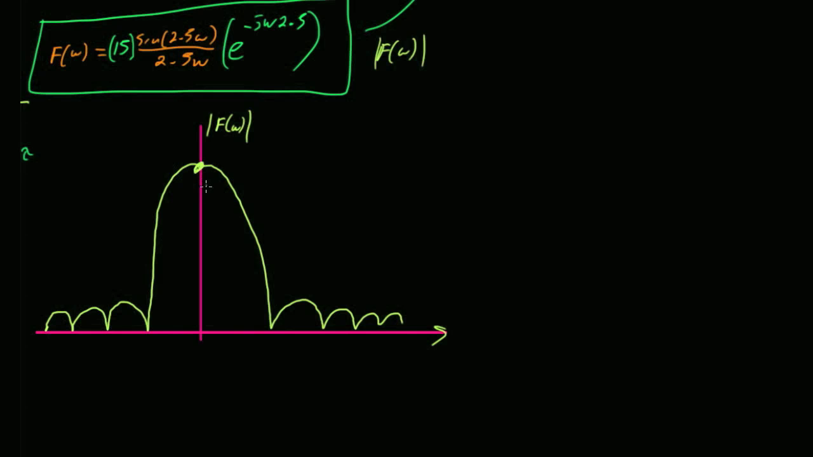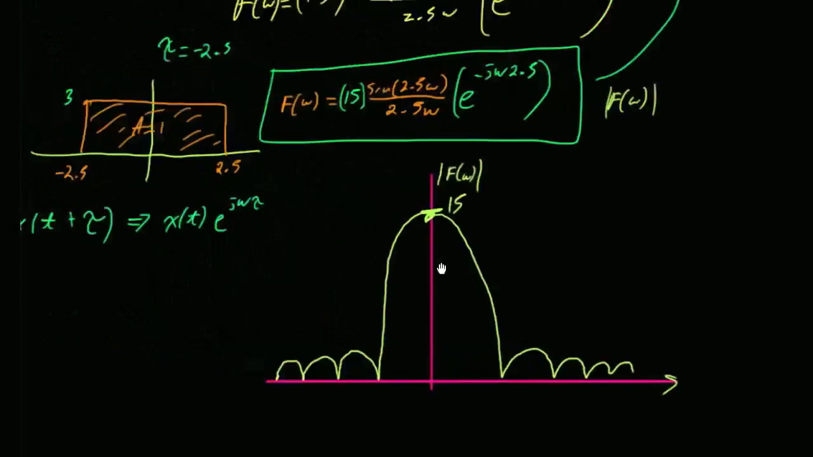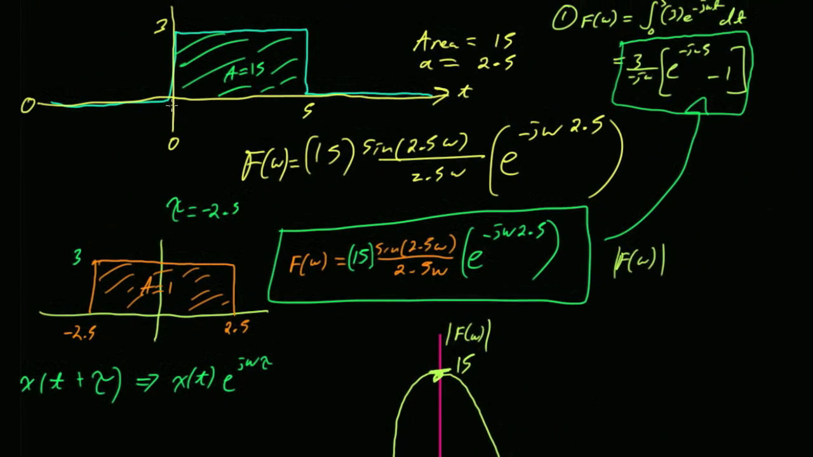Top number is 15, because we know that in a regular sinc function where the area was 1, this height was 1. But now we scaled it by a factor of 15. So all you have to do is put the 15 there. That makes sense, because we said the DC offset is the integral of this thing, the area under the curve, which is 15. Therefore, at omega equals 0, you should always get 15, right? That's the area under the curve. So that's good.